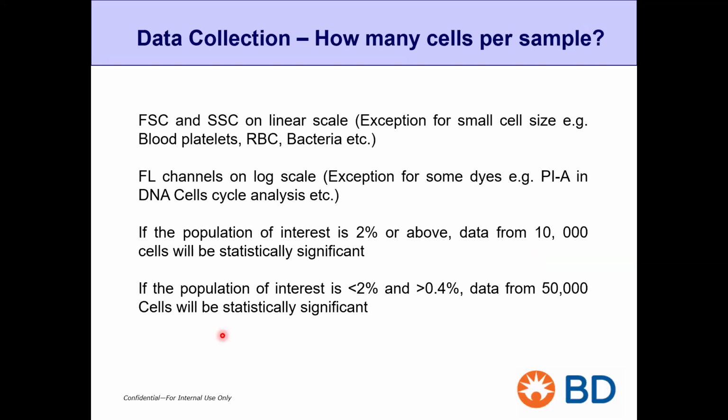And now comes the part when you have a very rare population. At that time you should have either 50,000 or more than that, somewhere around 1 lakh.